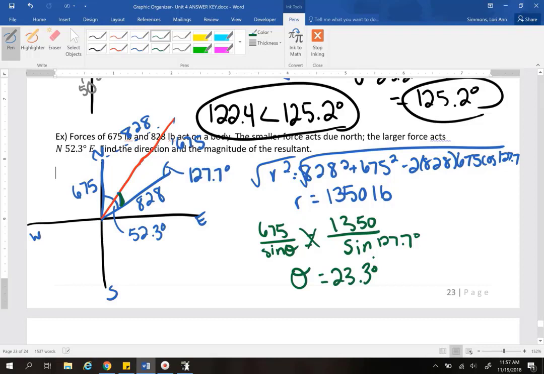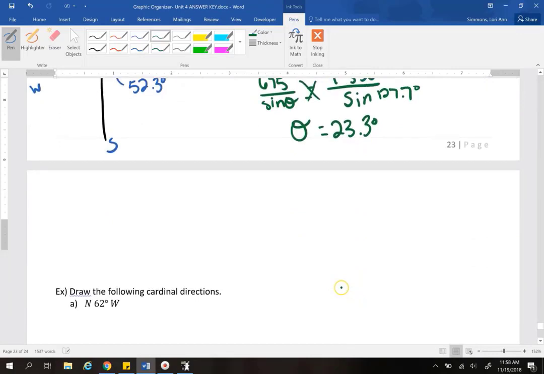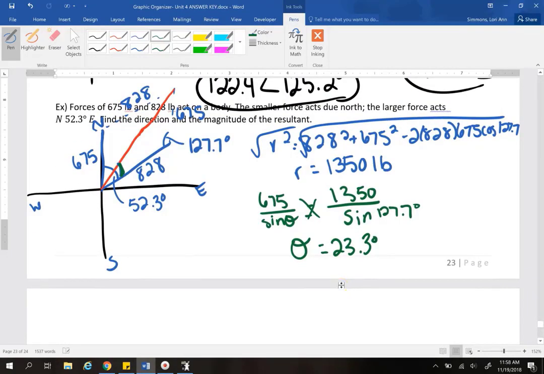Now you have a few different options of how to write this. If I gave this to you in cardinal form, which we will go over, we can start from the north. And how far are we going over from the north to the east? Well, this whole angle is 52.3, so take 52.3 minus 23.3, get 29 degrees, and you're going east from there.